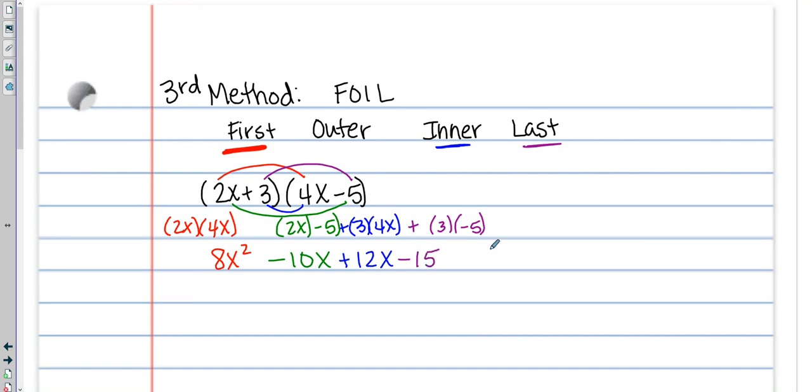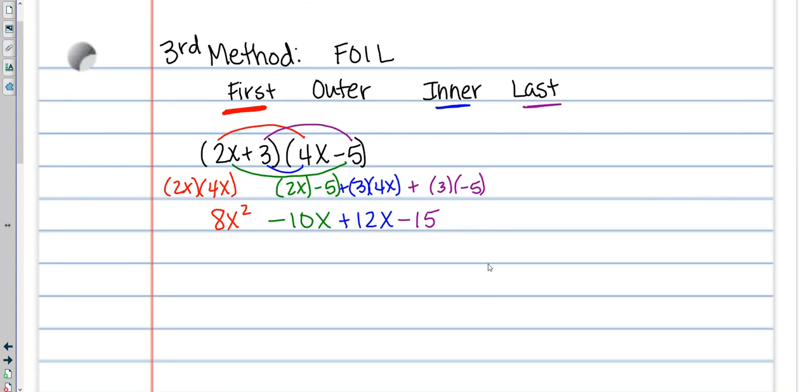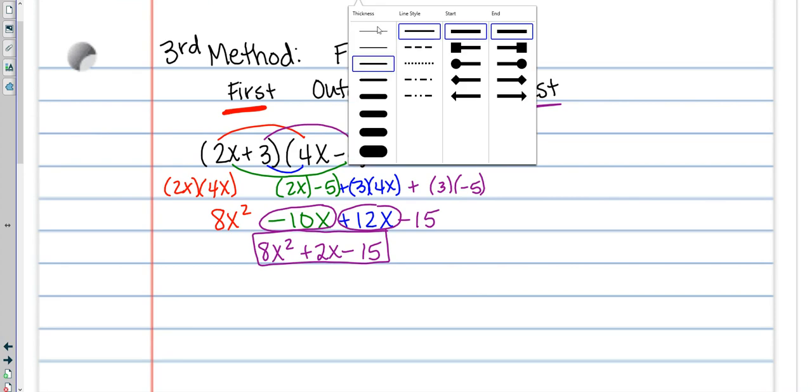Okay, so now we can combine our like terms, which would be the negative 10x and the 12x. So we end up with 8x squared plus 2x minus 15. And this is our final answer. So that's the third method, which is FOIL. This is actually a very popular method. So you can decide which one you think works best for you. So let's go ahead and practice some problems.